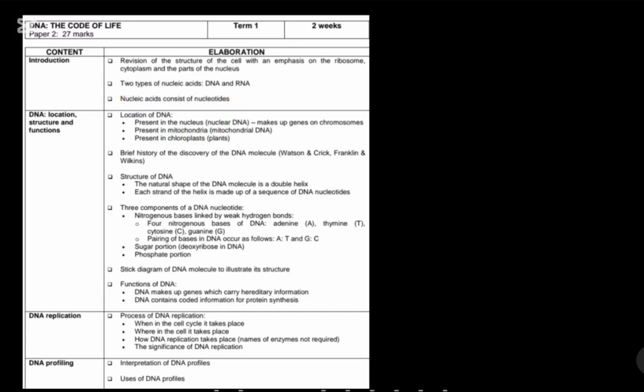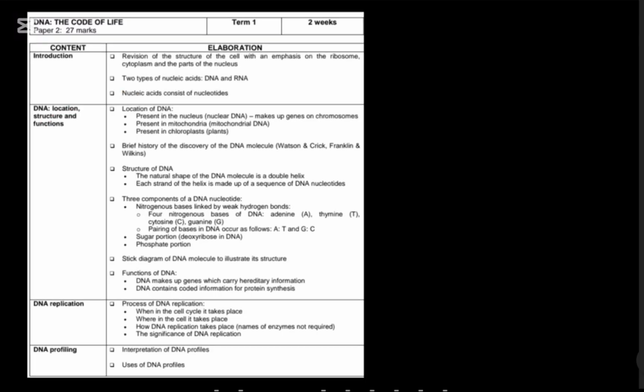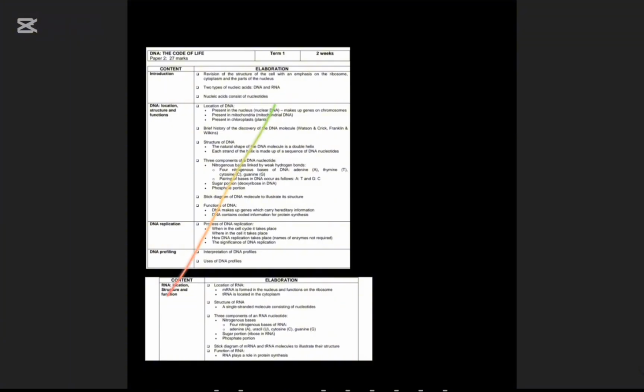Here in the introduction, I will then merge DNA and also look at RNA together all at once, so that we just cover a lot of ground in one video. And then we're going to emphasize on everything that is mentioned here.